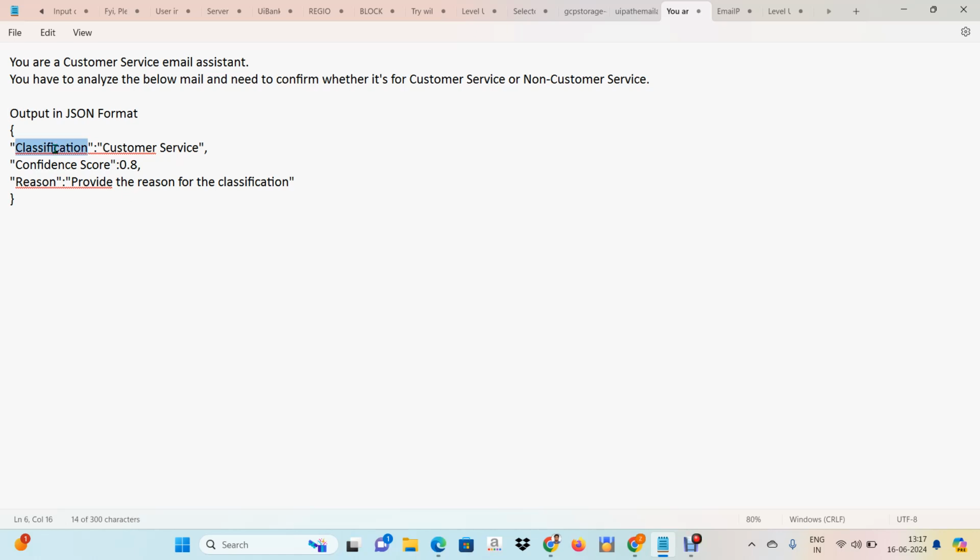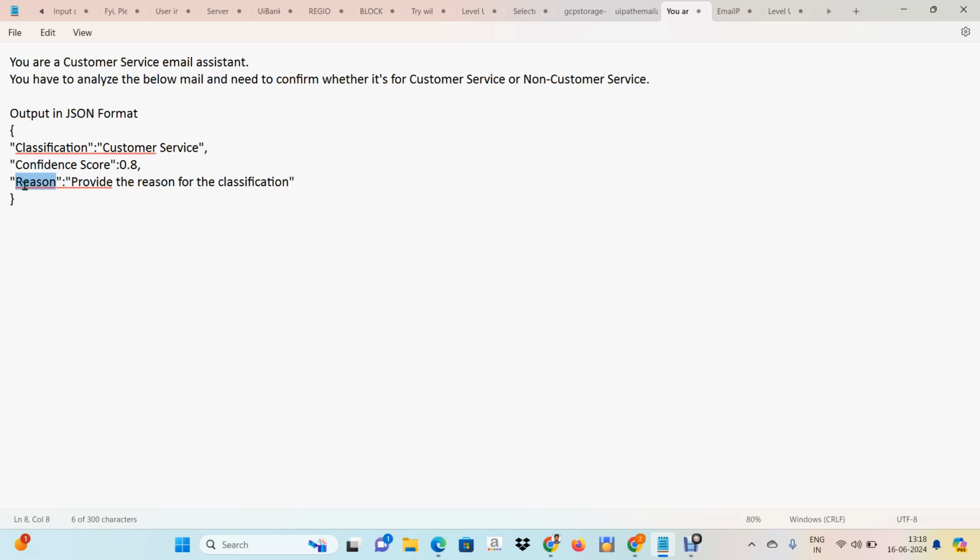So I'm asking for the classification. The classification here is either customer service or non-customer service. Then the confidence score tells how confident the LLM model is. It is going to classify as one of these two, and we want to know how confident the model is. We are also going to ask for the reason why the model has classified it as customer service or non-customer service. By the reason, we would get to know that because of this particular reason the model has classified it like this.